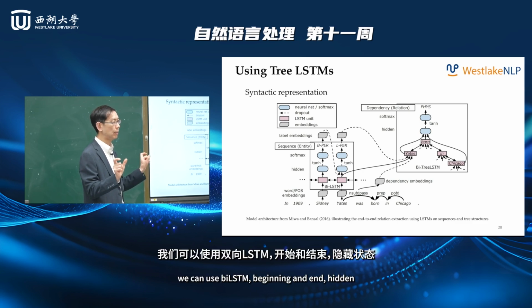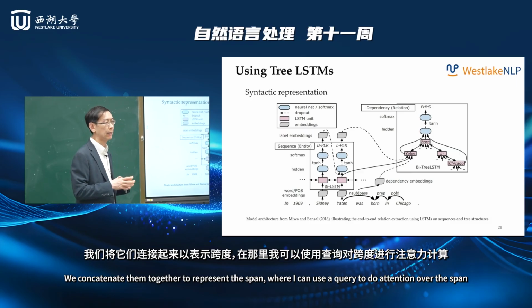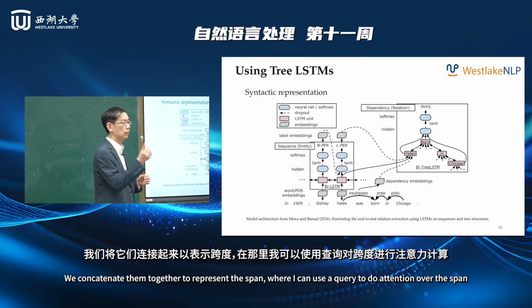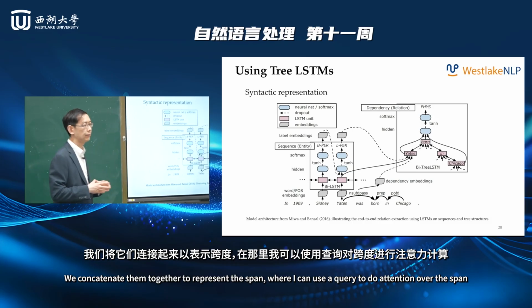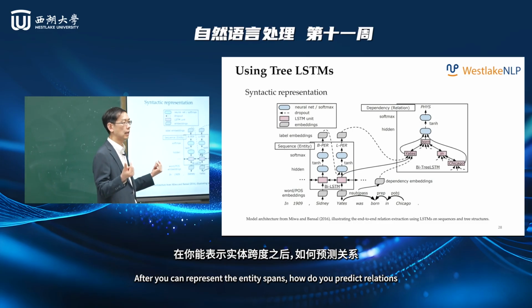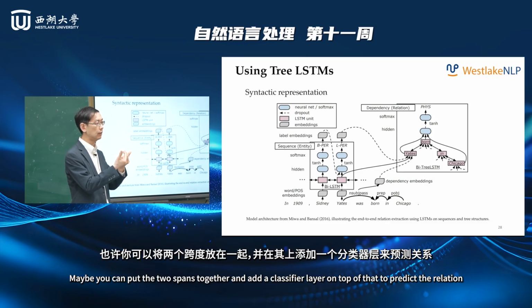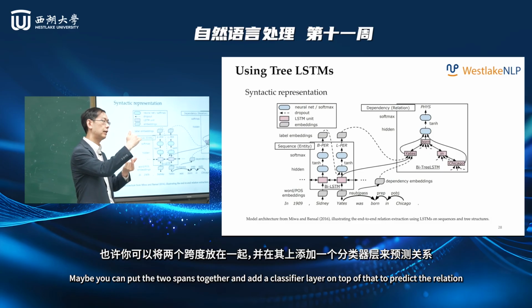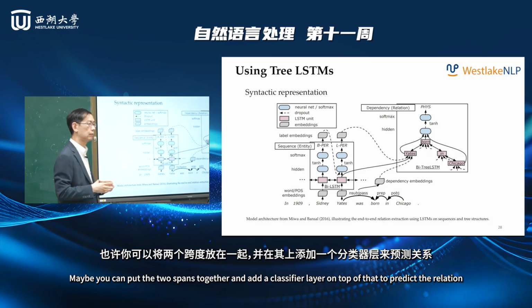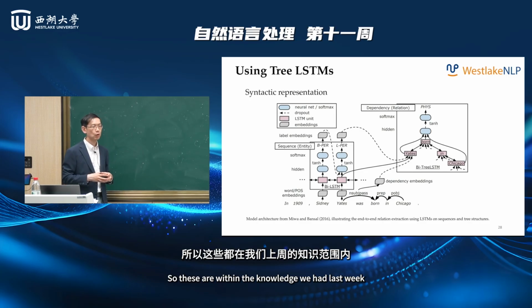We can use a BiLSTM, take the beginning and end hidden states, and concatenate them together to represent the span. Or I can use a query to do attention over the span. After you can represent the entity spans, how do you predict the relation? Maybe you can put the two spans together and add a classifier layer on top of that to predict the relation. So these are within the knowledge we had last week.